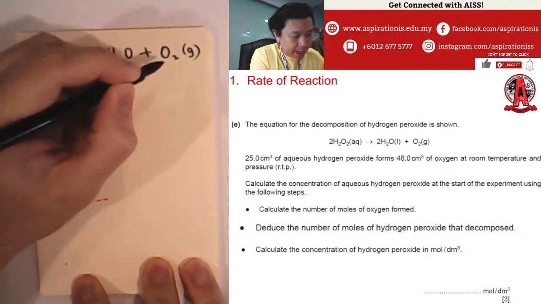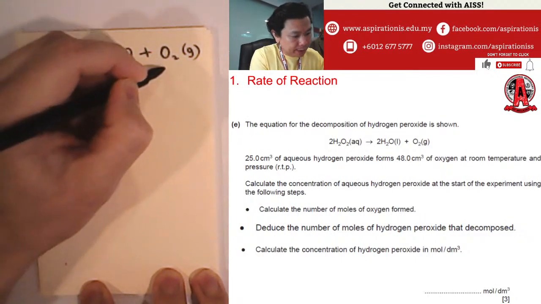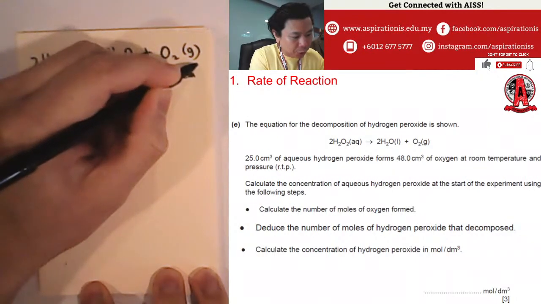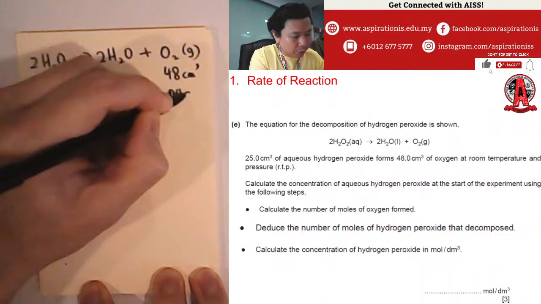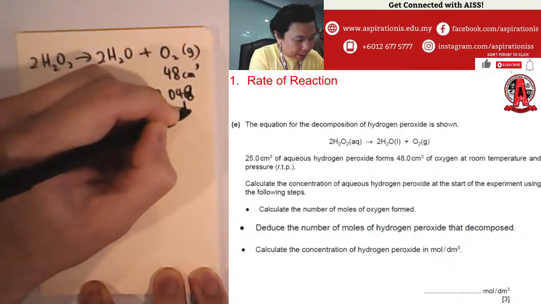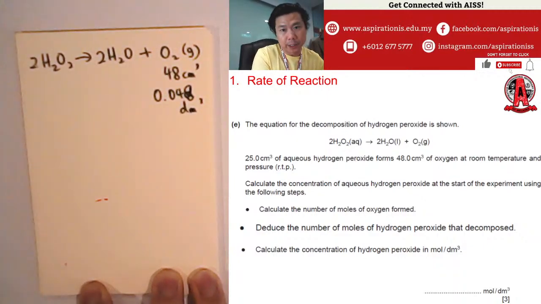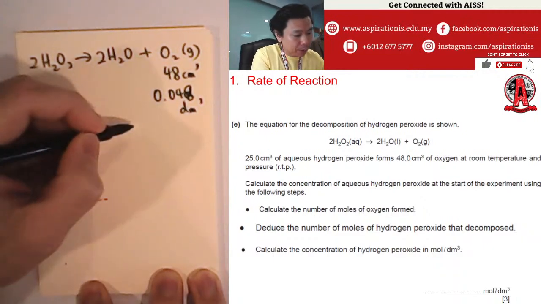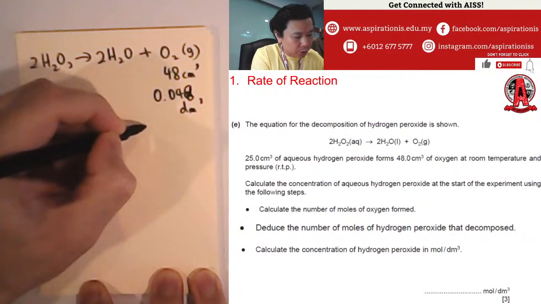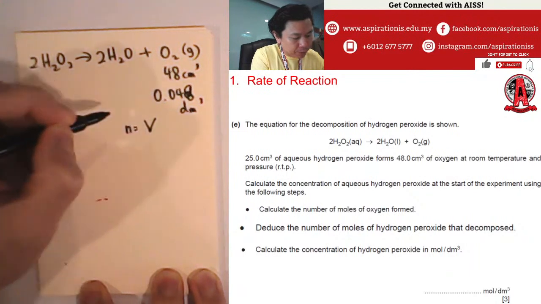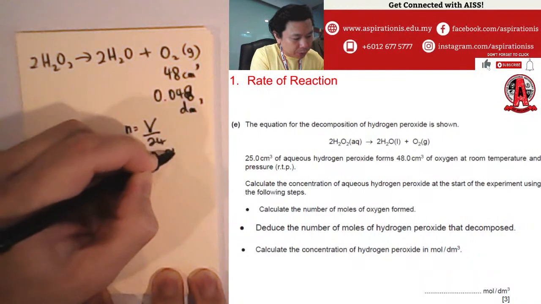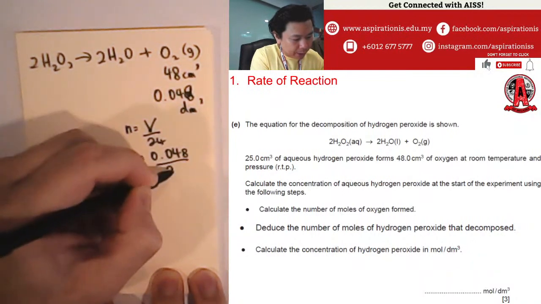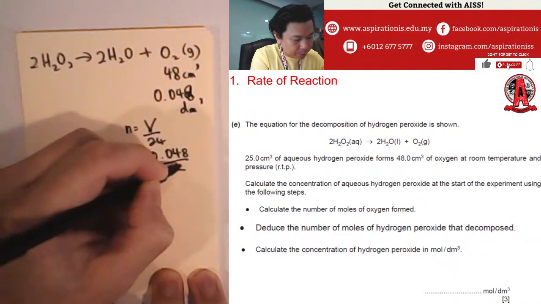So this is in gas, and they gave to us that this is 48 centimeter cube, right? So immediately I know this is 0.048 decimeter cube. Okay, so we are going to use the 48 centimeter cube to get the moles. So the moles equals volume over 24. So it equals 0.048 divided by 24.